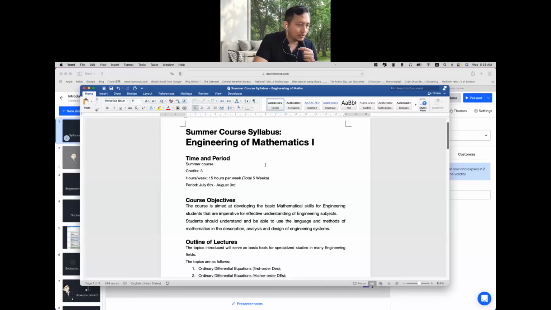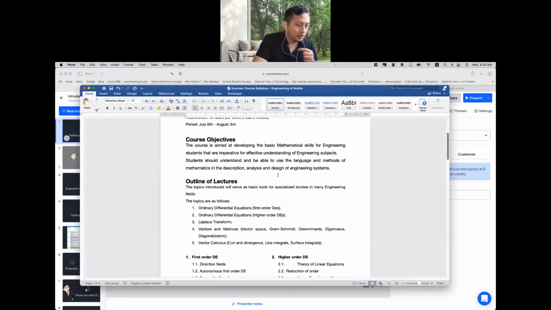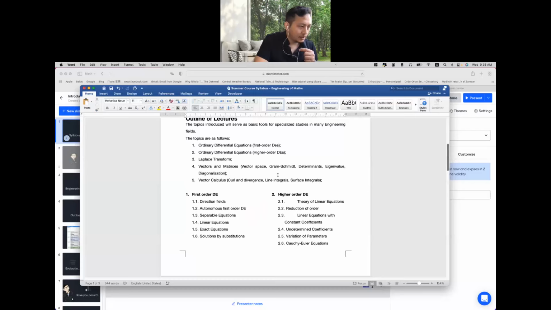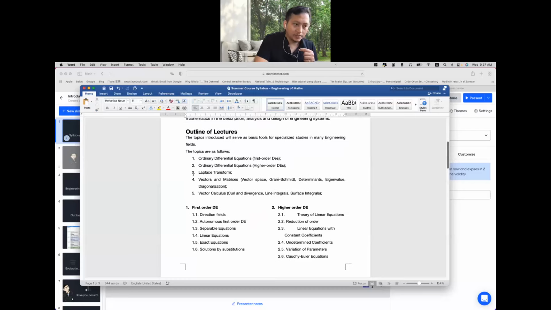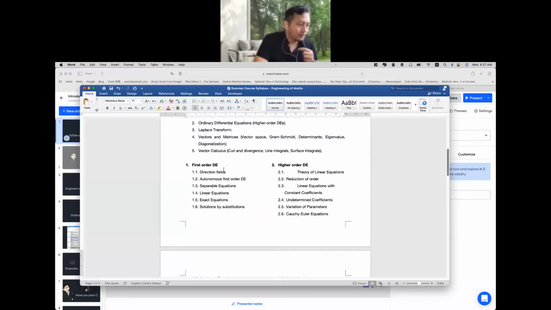So let me just go through what we are going to cover. Okay, these are five topics. This will be our main topics. First, we are going to have the first order differential equation. But actually before the first order, we will have some introductions first: what is a differential equation, and several introductions based on our textbook, before we move on to first order.